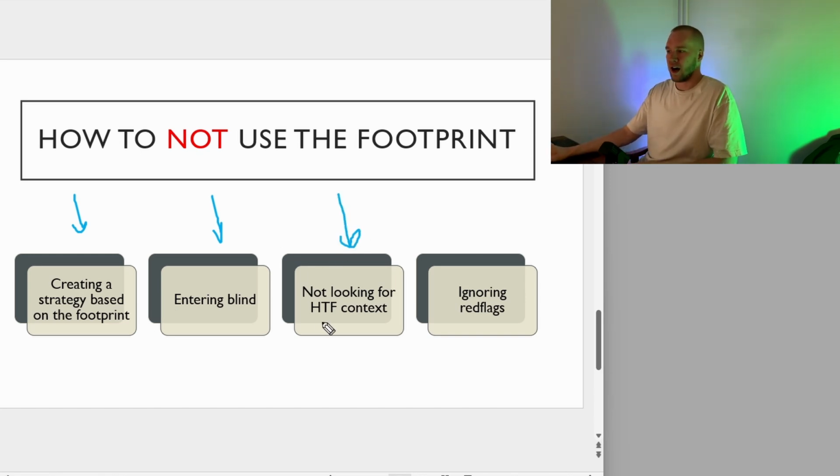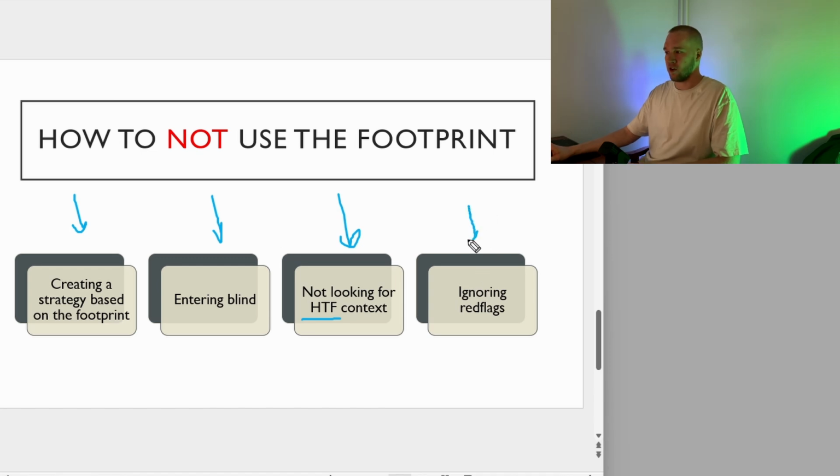Not looking for higher time frame context. 15 minute, 1 day, 1 week, 1 year, etc. It doesn't matter what the footprint is telling you when the overall context of, for example, the week is off. If those two things contradict each other, I would be more inclined to trust the higher time frame context than what the footprint is showing me right then.